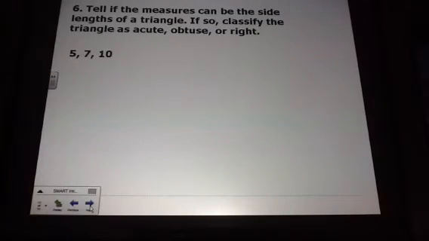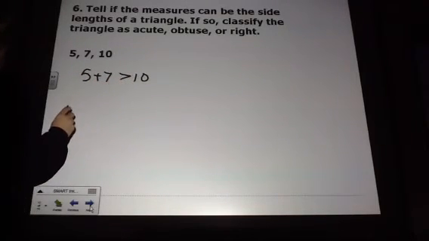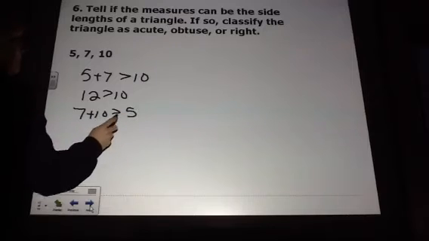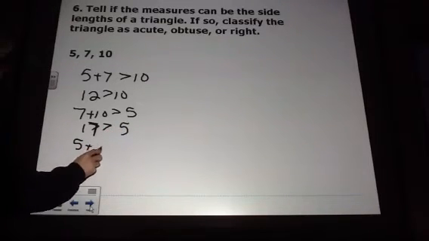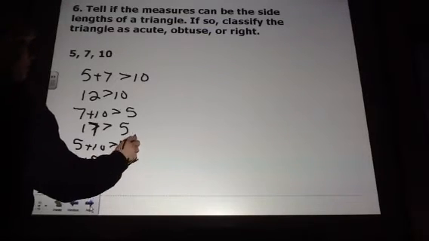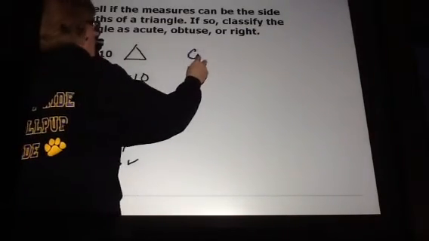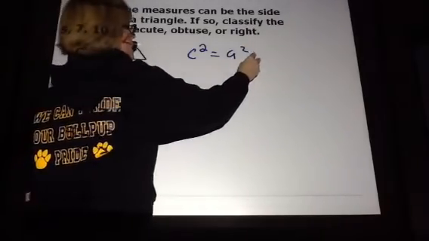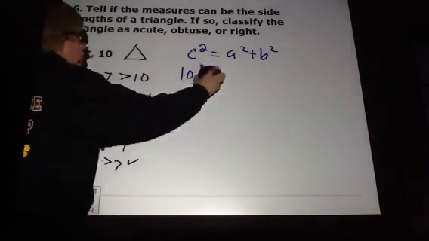All right, tell if the measures can be the side lengths of a triangle. If so, classify the triangle as acute, obtuse, or right. Okay, so first we need to see if it's a triangle. You've got to check each measure here, make sure the sum of the other two is greater than that third side. Check, check, check. So we have a triangle. Now, let's see what type of triangle we have. So we're going to plug it into the Pythagorean Theorem. I'm going to reverse and do the hypotenuse on this side. So if it's not a right triangle, I can see what type of triangle it is. Okay, remember your hypotenuse is the longest side. And the other two measurements are your legs.